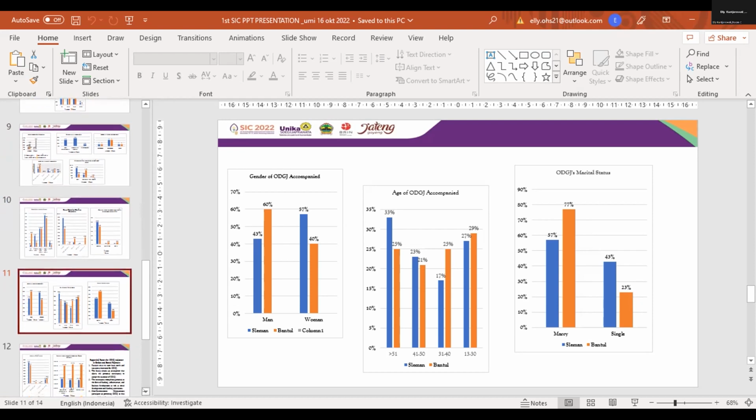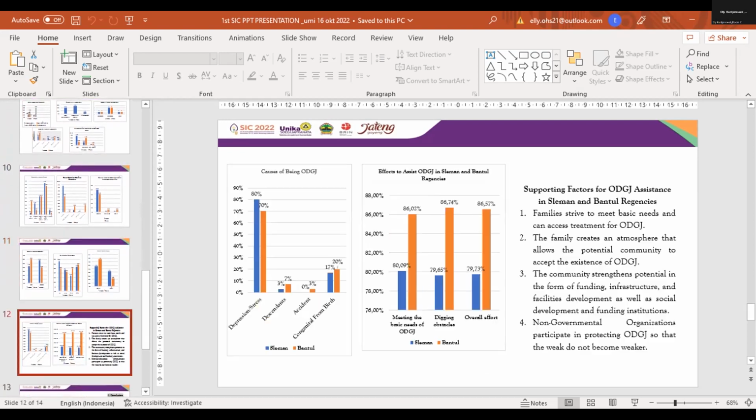About age of ODGs accompanied. About causes of being ODGs, 80% in Sleman because of depression or stress, and 70% in Bantul about stress, and 20% about congenital from birth in Bantul, and 17% in Sleman from congenital from birth.